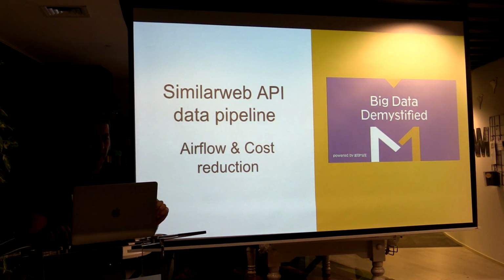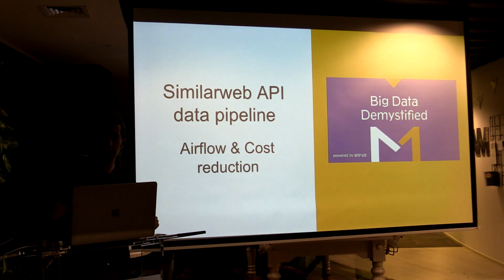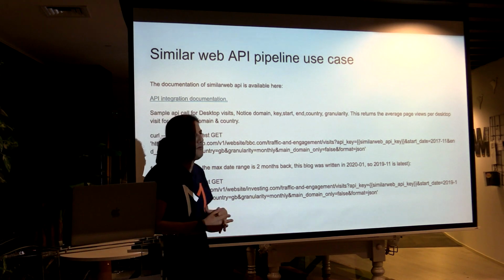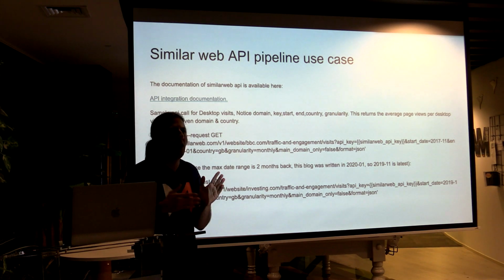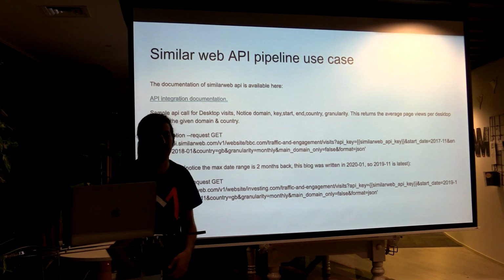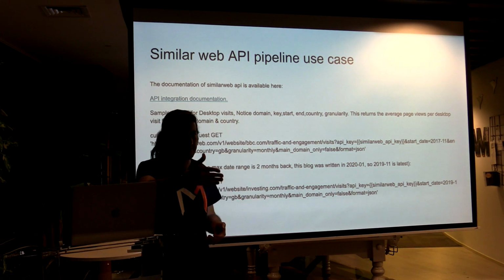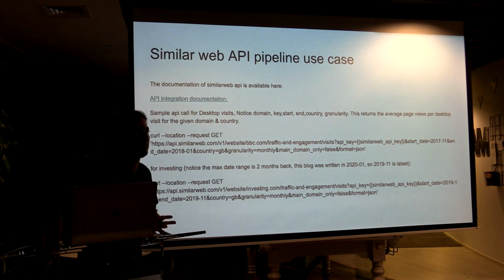Okay, next case is SimilarWeb API data pipeline. The use case there was simple. SimilarWeb, for those of you who don't know, gives you a competitive analysis of competitor websites compared to your website. For example, investing.com versus Yahoo Finance or Ynet. You get the amount of page views and visits on your mobile and on your desktop traffic.